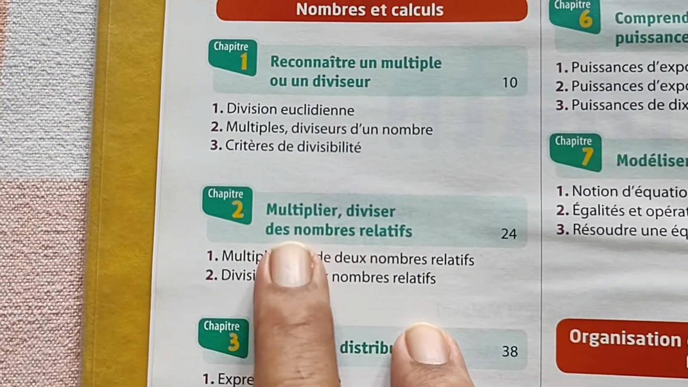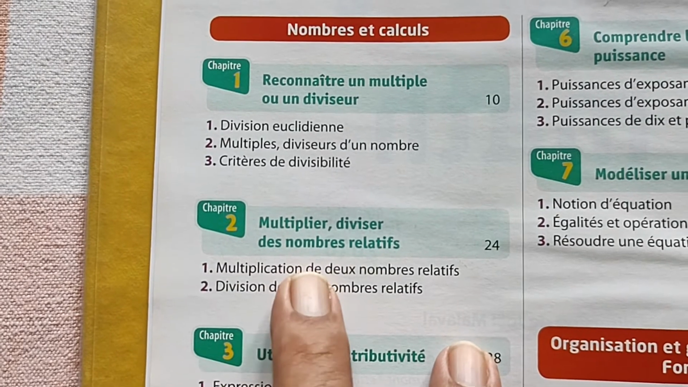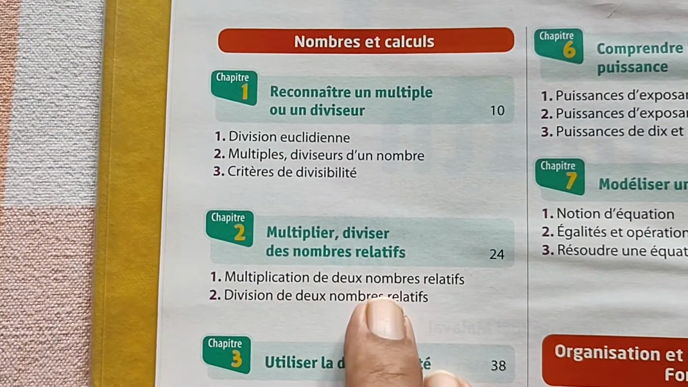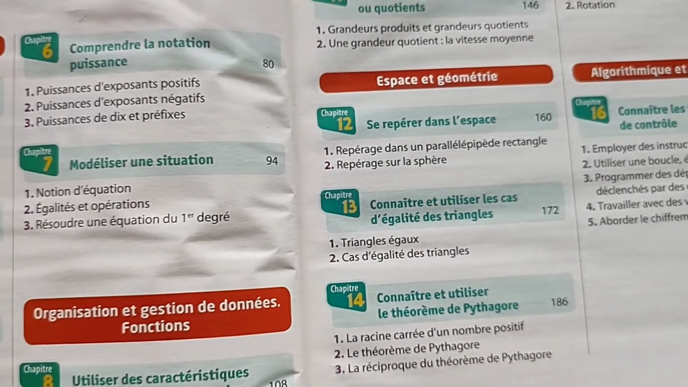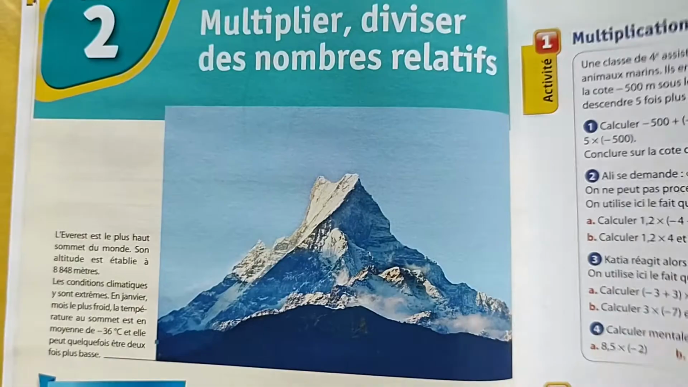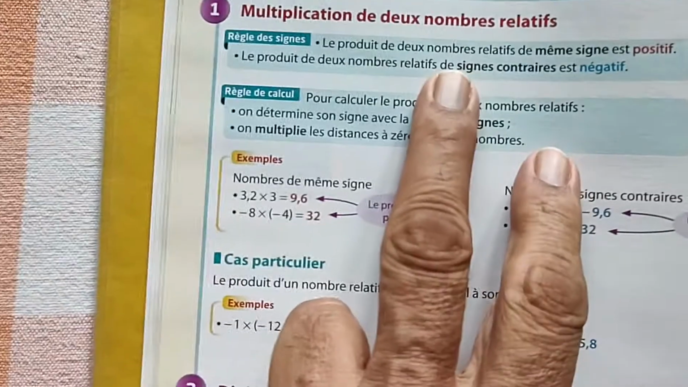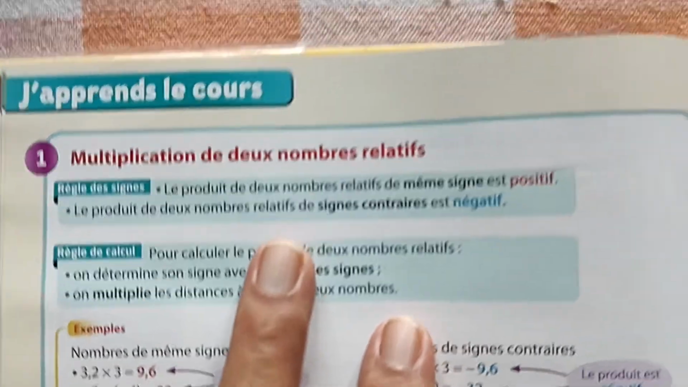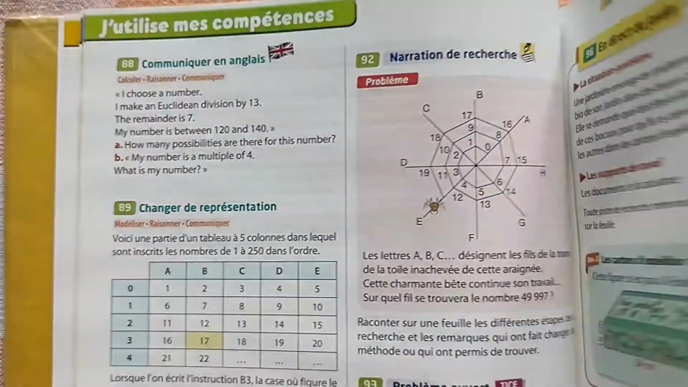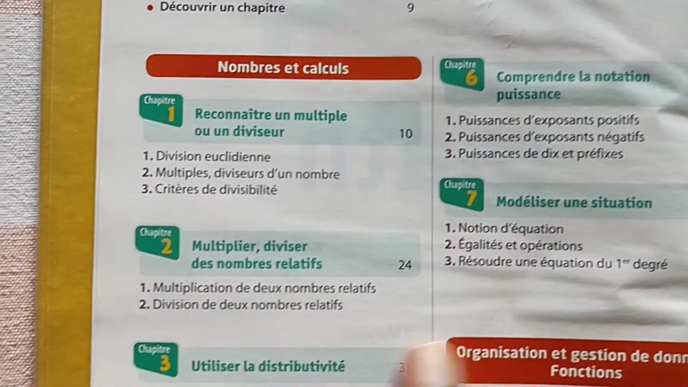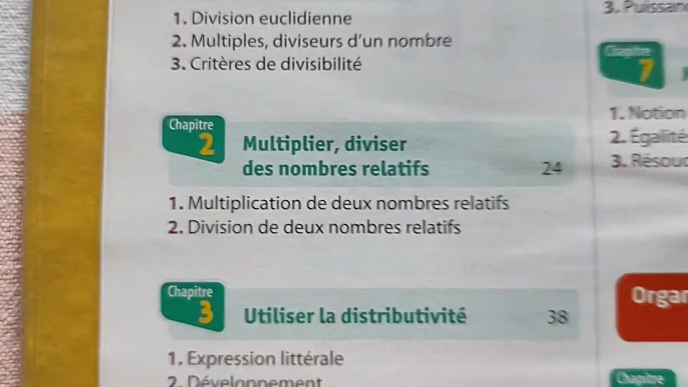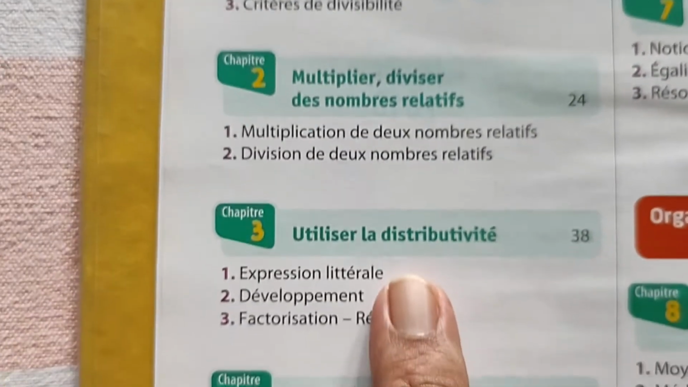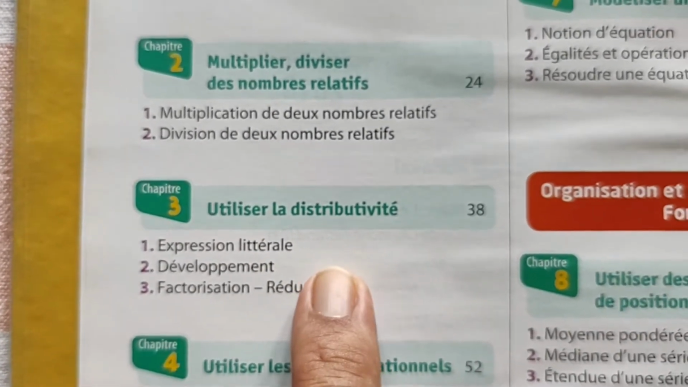Then multiplier, diviser des nombres relatifs. Multiplication de deux nombres relatifs, division de deux nombres relatifs. What do we mean by this? Let's see what we mean by this. We can go to page 24 in the chapter. So that is deux nombres relatifs, meaning numbers that are positive or negative. If they have two numbers with the same sign, then you get a positive number when you multiply them. If they have different signs, then you get a negative number.